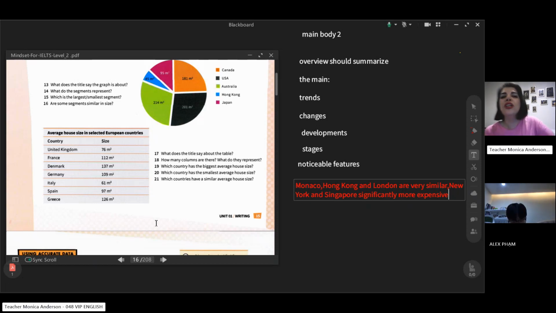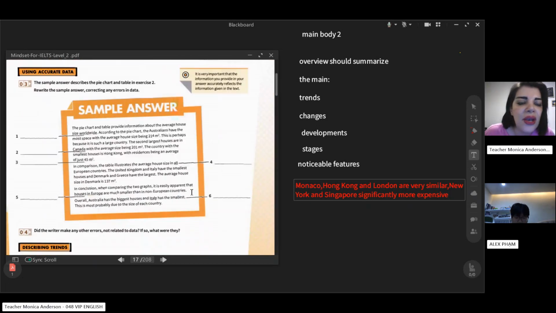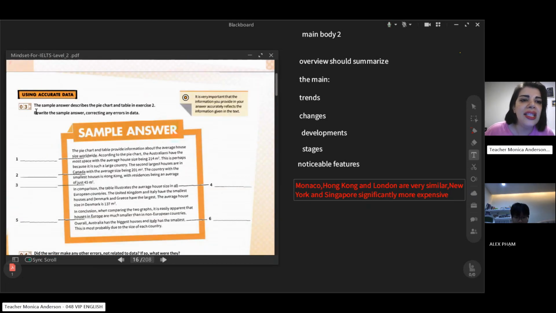In your IELTS writing, you don't write, "there are two columns." No, definitely not. You only pay attention, for example, we have two columns about country and size, so I need to write it. So this table represents the average house size in some countries, not all countries, selected countries, and the size of them. Something like this. Well, now let's have a look at this sample answer.